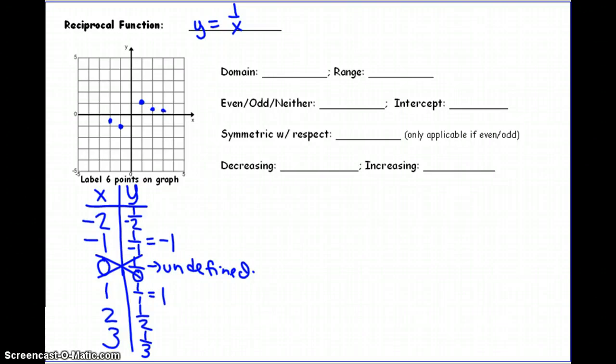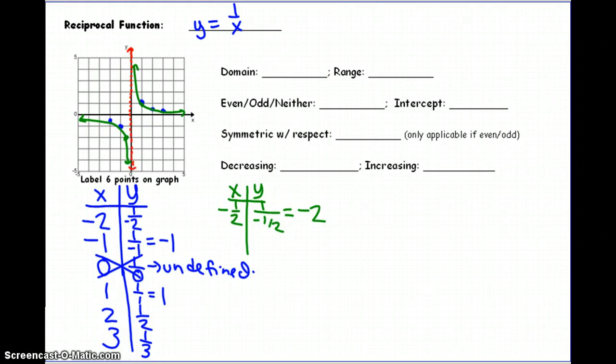Let's also, since I couldn't plug in 0, pick another point. Let's say I choose to plug in for x -1/2. Well, when I do 1 over -1/2, I get -2 for my y value. So my graph is never going to touch the y-axis because it can never have a y value of 0.